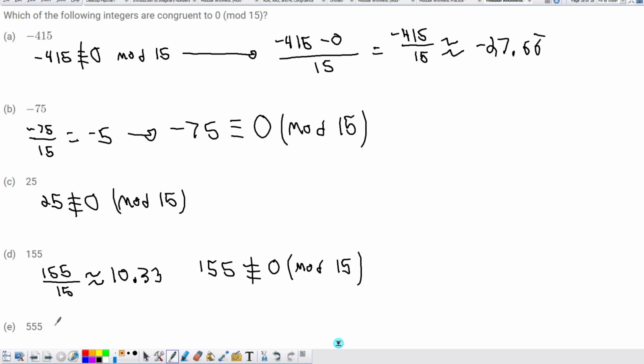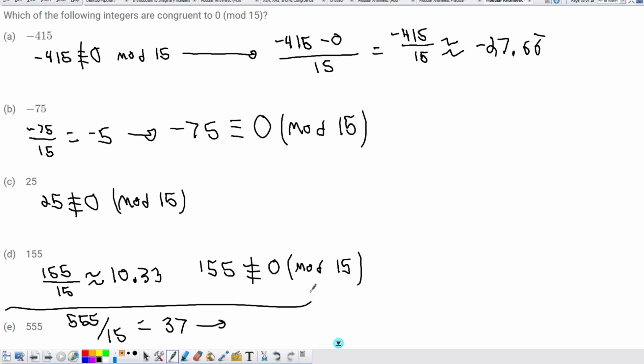And then finally, we have 555 divided by 15, which is equal to 37. So yes, it's a whole number. So 555 is the same as 0 mod 15. And we can probably put together that in any modulo system, if it's congruent to 0, it's just a multiple of that system.